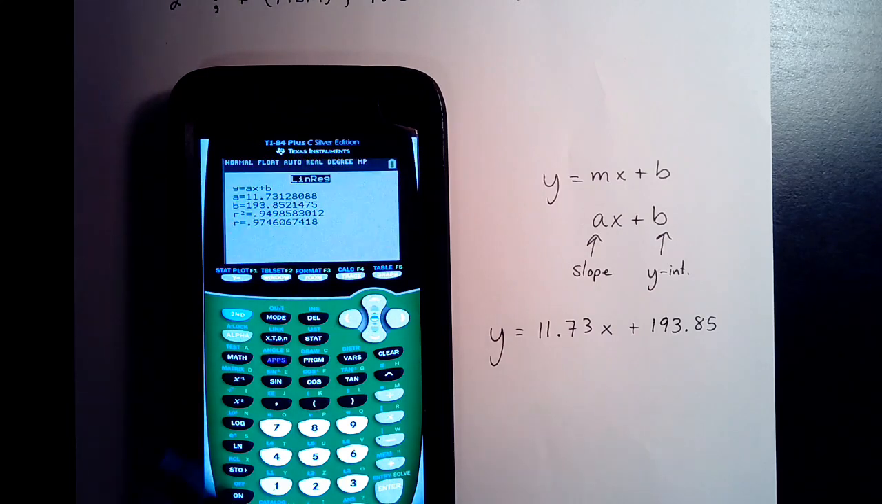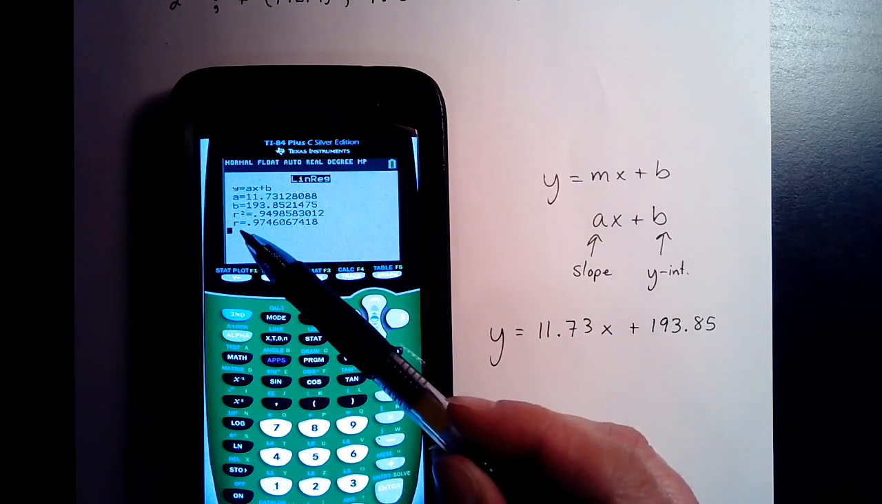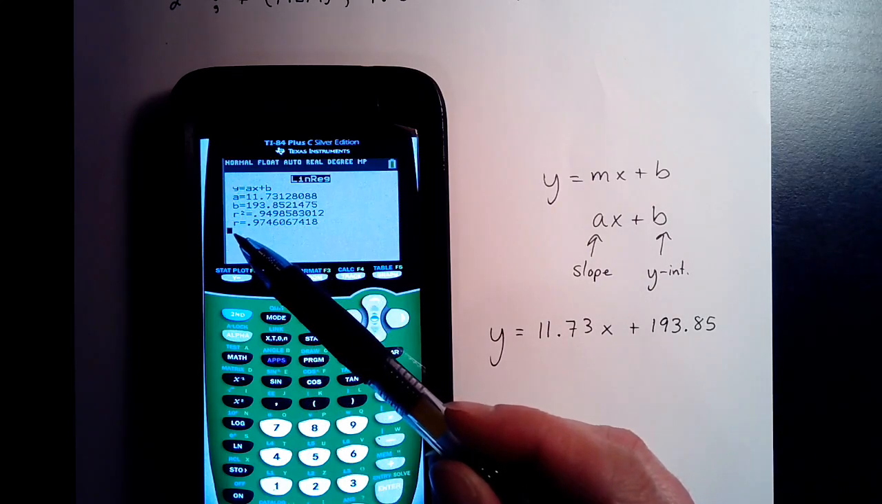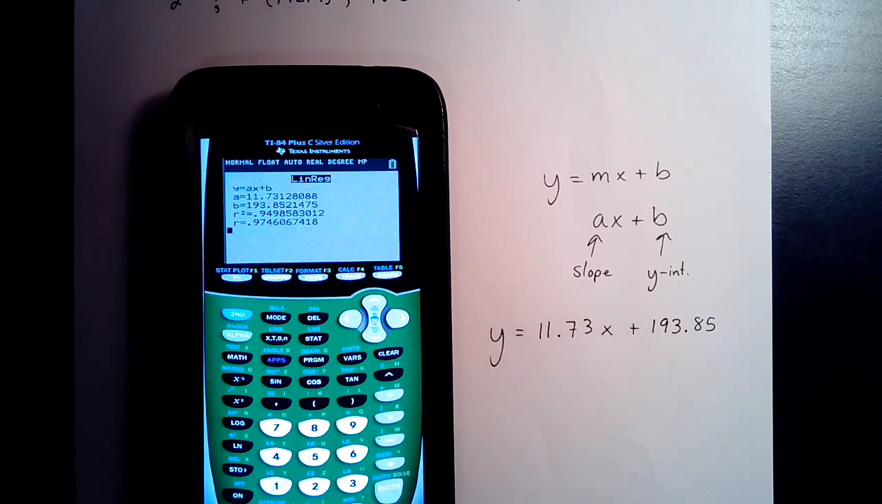This screen also shows us the correlation, or the R, the correlation coefficient. We're going to be talking about that later, but that's where you can get this information too. So the R represents the correlation coefficient.